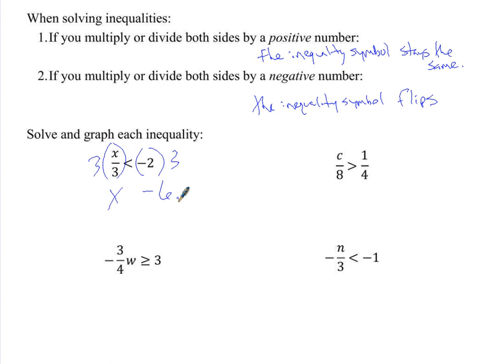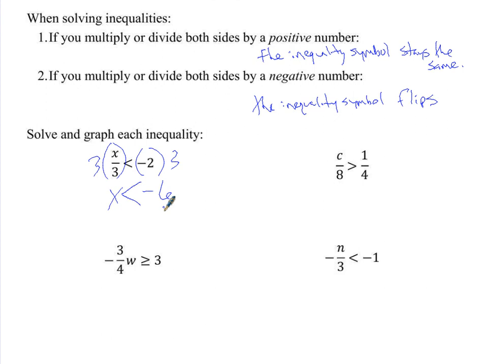Did I multiply by a negative number? I multiplied both sides by a positive number. The inequality stays the same. It doesn't matter if this number over here is negative. The question is, did I multiply both sides by a negative number? And the answer is no, I didn't. That's a positive 3. So therefore the inequality symbol stays the same. It's still less than.